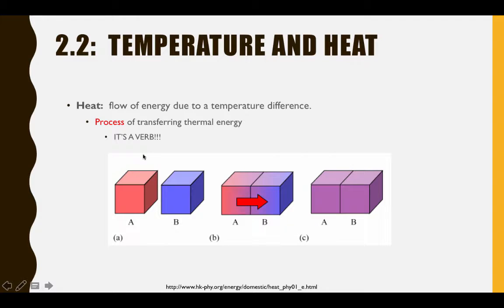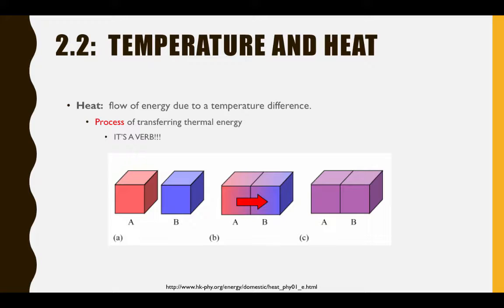For instance, if we put two blocks of metal next to each other that are different in temperature, here block A has a higher temperature than block B, when they come into contact, thermal energy will flow from block A to block B through the process of heating. This will continue until we've reached thermal equilibrium, meaning both blocks have reached the same temperature.